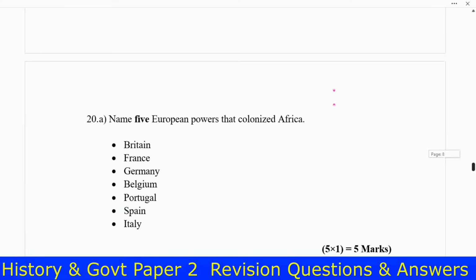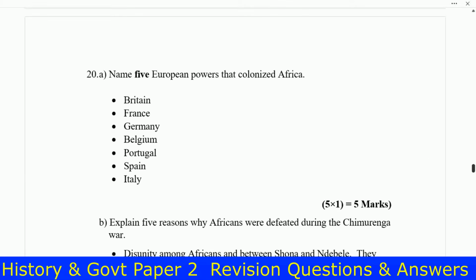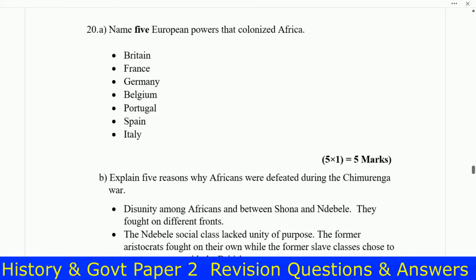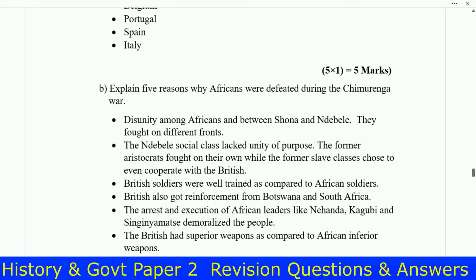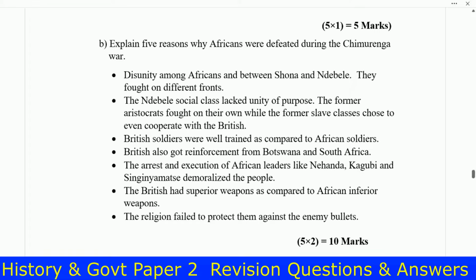We go to the next one. Name 5 European powers that colonized Africa. Britain, France, Germany, Belgium, Portugal, Spain, Italy. Number 20b. Explain 5 reasons why Africans were defeated during the Chimurenga War. Why were they defeated? Disunity among Africans and between Shona and Ndebele. They fought on different fronts.